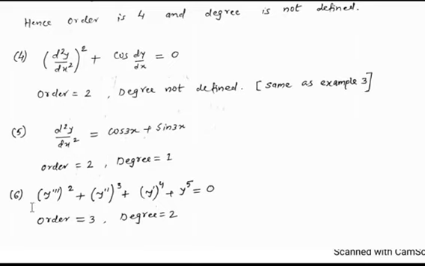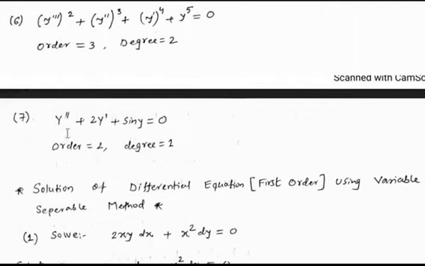Now moving on to problem number 6, that is (y triple dash) the whole square plus (y double dash) the whole raised to 3 plus (y dash) the whole raised to 4 plus y raised to 5 equals 0. Here the maximum derivative is y triple dash, so the order is 3 and its power is 2, so the degree is 2. Now in example number 7, y double dash plus 2y dash plus sin y equals 0. Here the maximum derivative is y double dash, so the order is 2 and its power is 1, so the degree is 1, right?